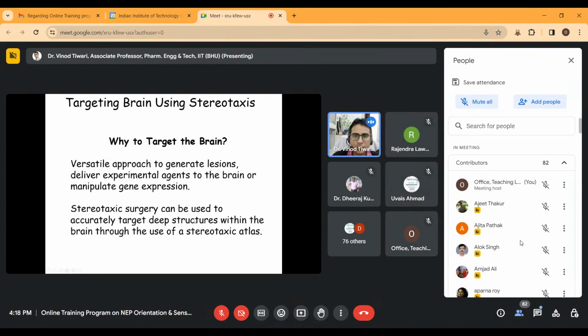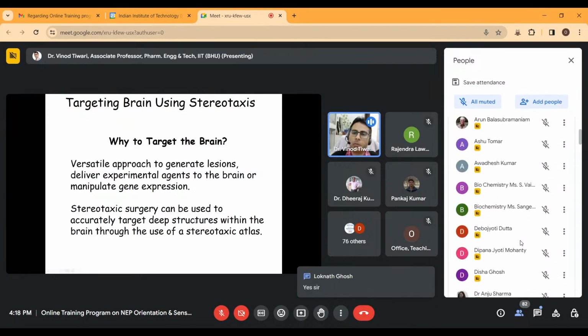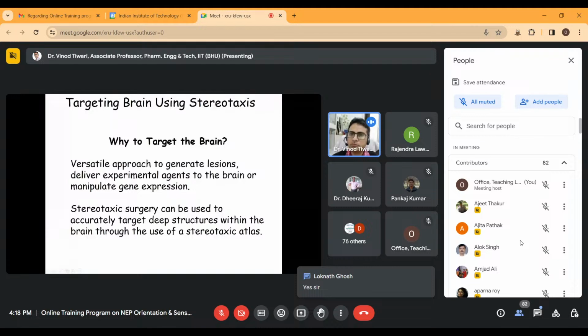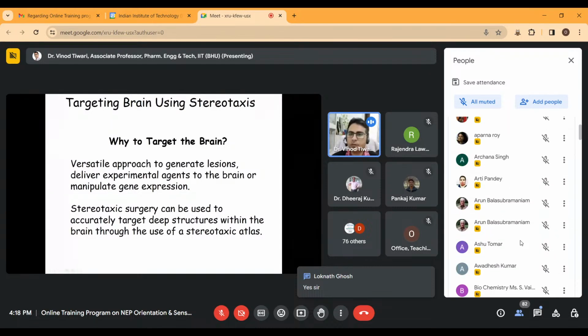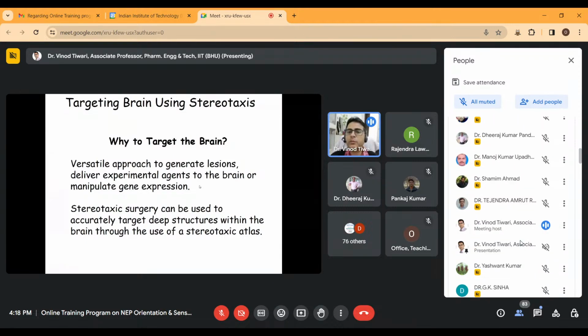So yeah, as I told you in the beginning, this technique is very, very useful to generate the lesions, to develop the animal models, where we can damage particular regions of the brain which are involved in learning and memory, which are involved in motor function.